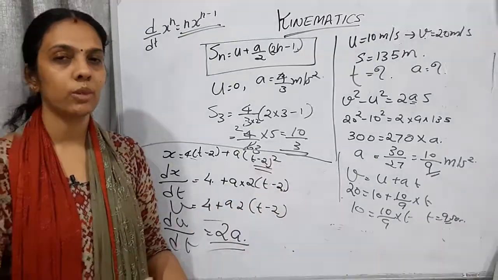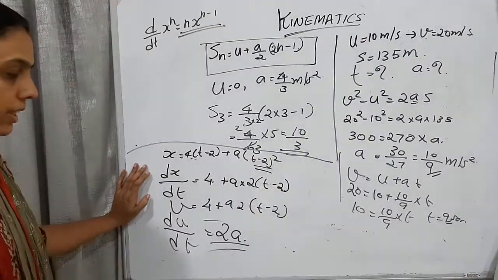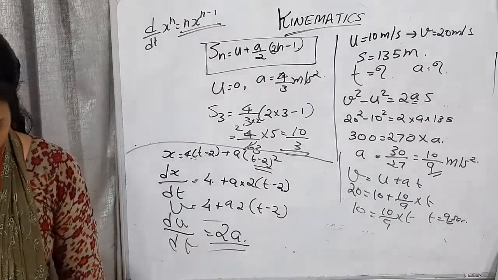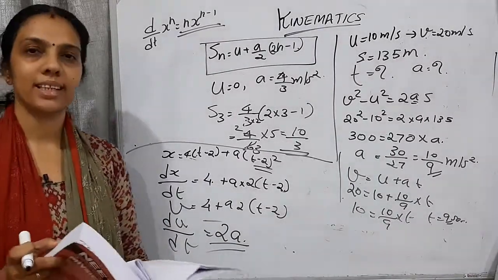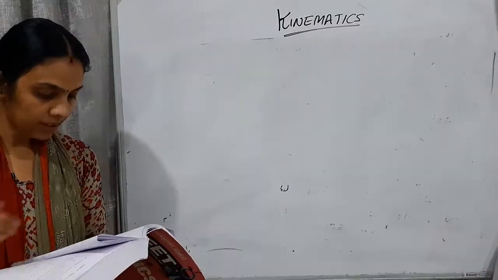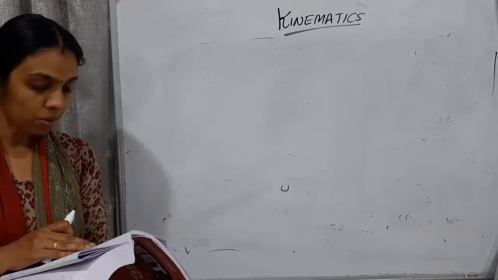This and all you already would have studied in your mathematics, so no need to explain about the differentiation, I guess. dv by dt we got it as 2a. So the acceleration of the particle is 2a. That is the correct answer. Clear? Next one.